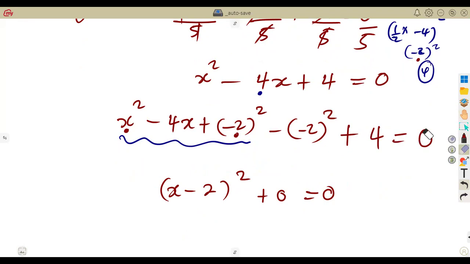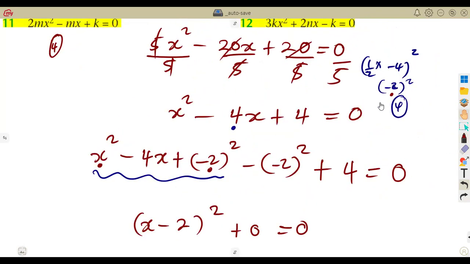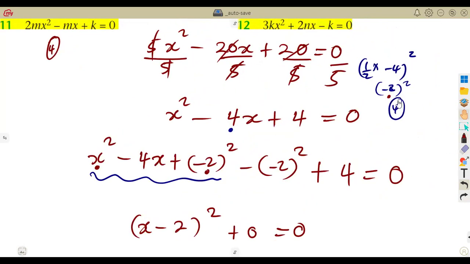From what we are seeing, minus 2 squared, that is the one that we had here. Remember this part here of minus 2 squared gave you a 4. So it's simply minus 4 plus 4. So on a condition like this, you must be careful.